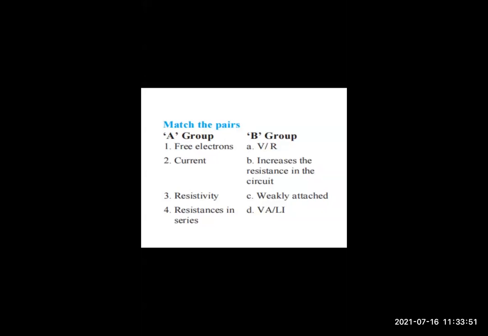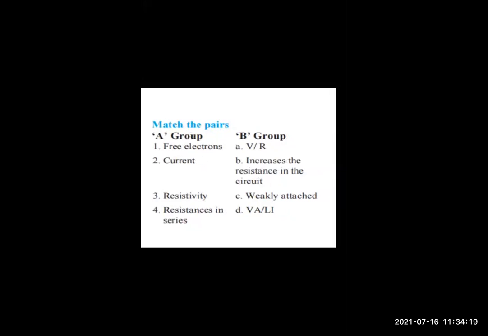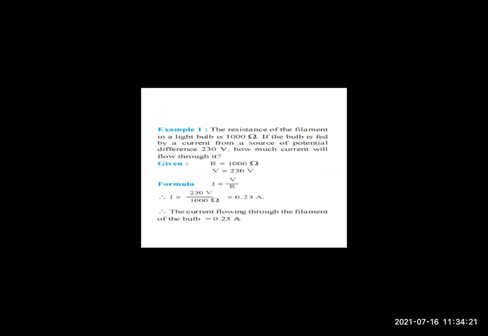Once again, I'll repeat. Free electrons, the answer is weakly attached. Current, V upon R. Resistivity, VA upon LI. And resistance in series increases the resistance in the circuit. So almost all of you have attempted very well. Good participation.